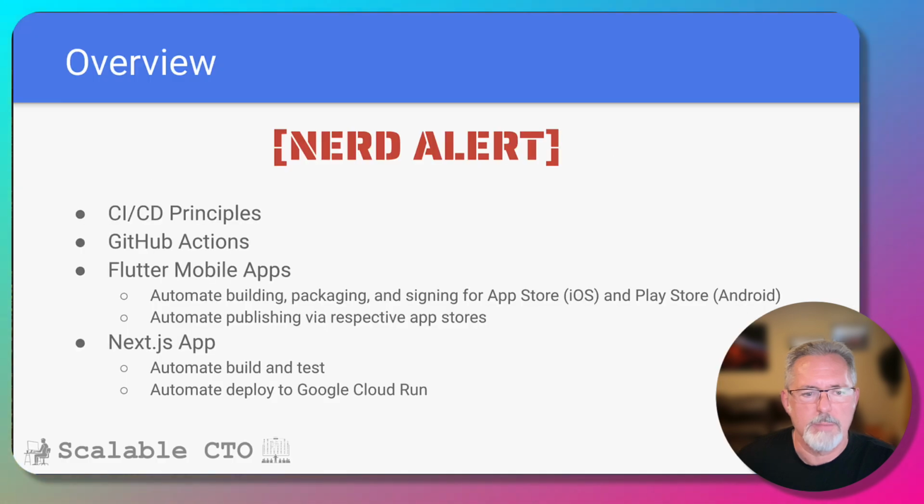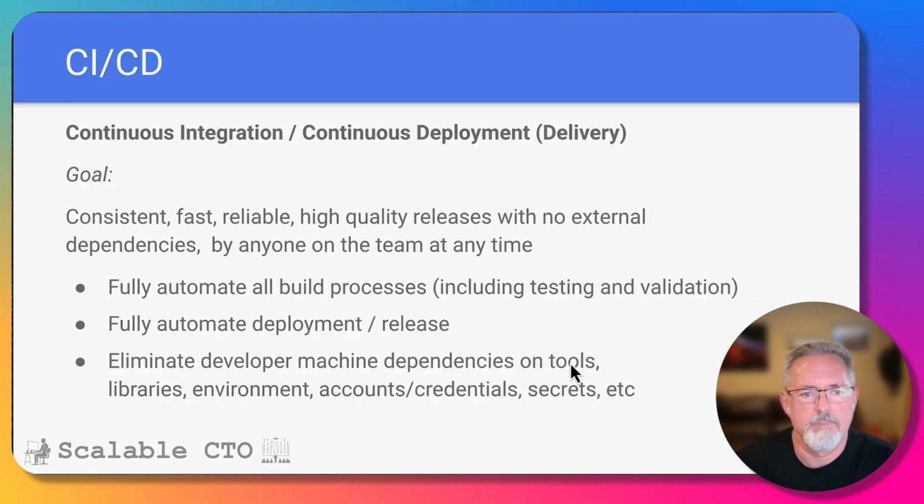Let's jump into it. So this will be a fairly technical discussion. I'll talk about some CI/CD principles in general, kind of an overview, and then about GitHub Actions, which is what we use to do our CI/CD. And then we'll go into how we actually did it with our Flutter mobile apps, packaging up for the app stores, and for Next.js app, packaging and deploying to Google Cloud Run. There'll be a little bit of hands-on keyboard maybe toward the end of this, and we'll go through some of the actual implementation of this.